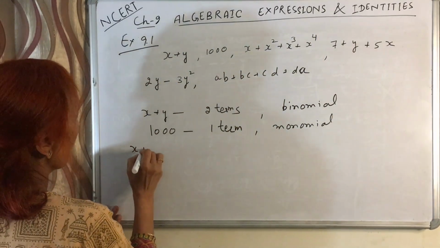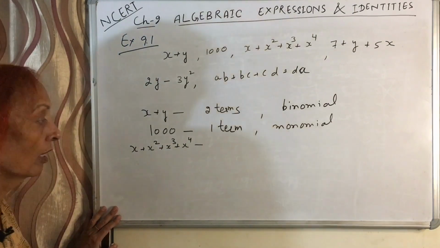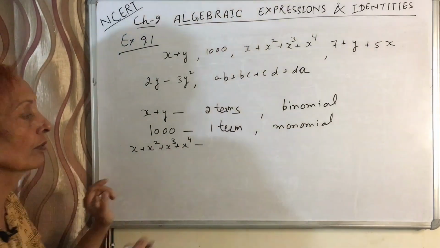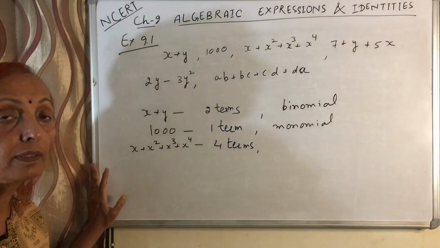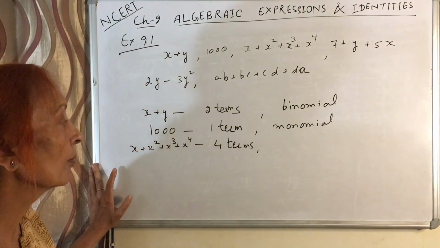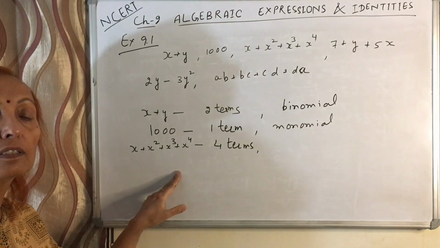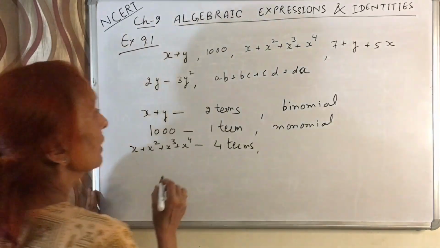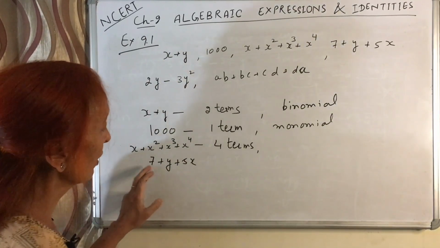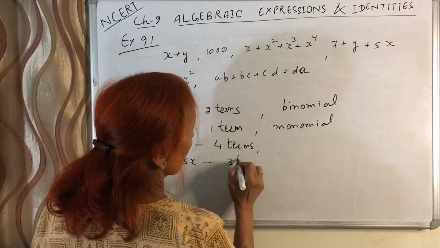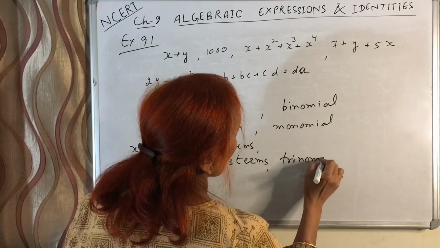Next is x plus x square plus x cube plus x4. How many terms? 1, 2, 3, 4. 4 terms. So this is neither a monomial nor a binomial nor a trinomial. So this does not fit in this category. Next is 7 plus y plus 5x. 1, 2, 3. How many terms? 3 terms. So it is a trinomial.